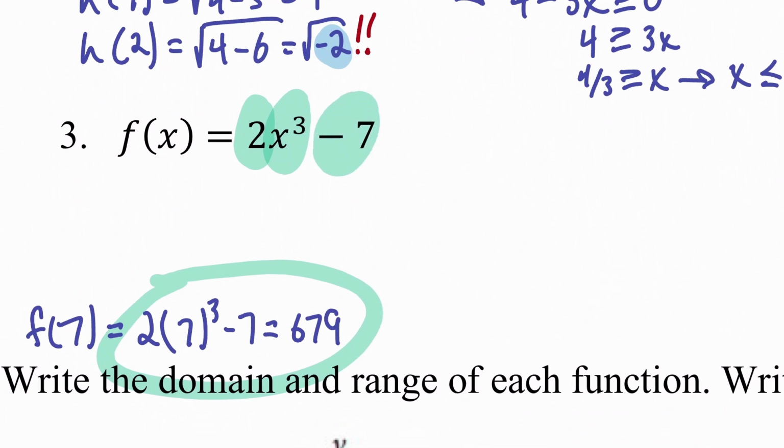So just by looking at this and going, oh, that's a polynomial. It's a cubic polynomial. There's no roots. There's no division. It's just exponents and numbers and multiplying and subtracting. There's no division. There's no square root. So nothing can go wrong, right? So the domain's all real numbers, okay?